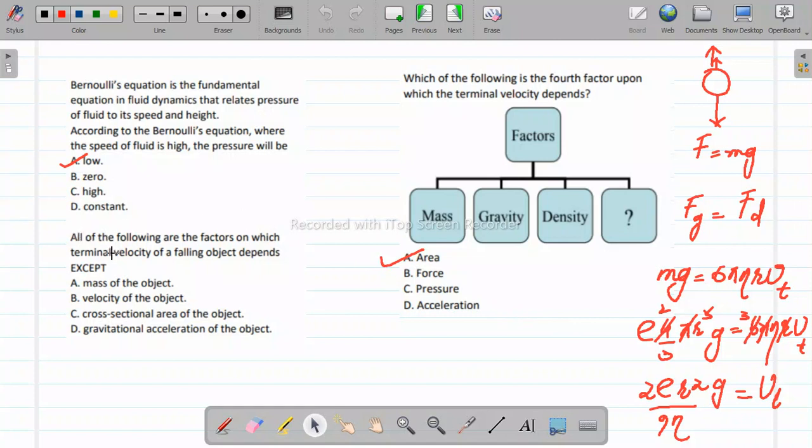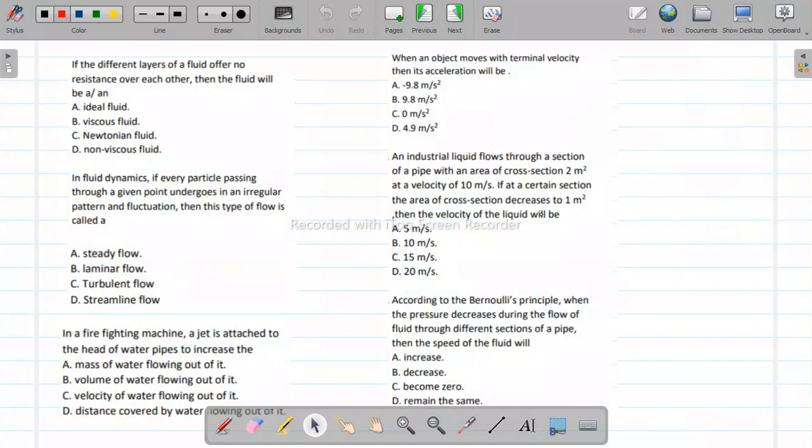So here they are asking, all of the following are the factors on which the terminal velocity of a falling object depends, except: it does not depend on what the velocity of the object is at that point, right? It depends on the mass of the object, its cross sectional area, and the gravitational acceleration. And since we just solved terminal velocity, let's just answer this question first.